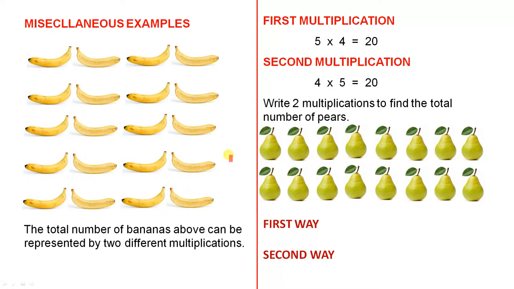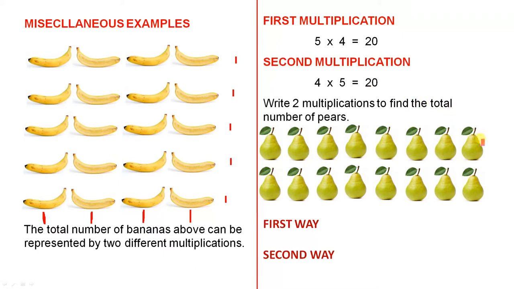Miscellaneous examples. The total number of bananas above can be represented by 2 different multiplications. We're just looking at multiplications here now. So the first multiplication is 5 times 4. That is 1 row of 4, 2 rows of 4, 3 rows of 4, 4 rows of 4, 5 rows of 4 gives you 20. The second multiplication is 4 times 5. That is 1 column of 5, 2 columns of 5, 3 columns of 5, 4 columns of 5, 4 5s are 20.